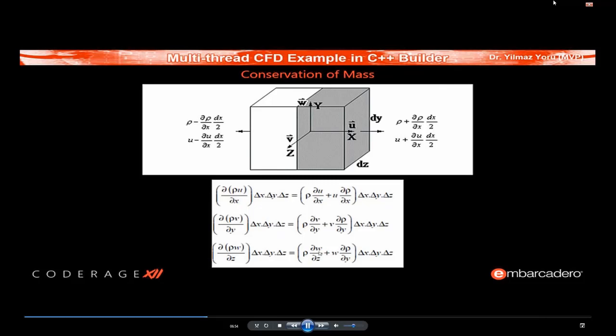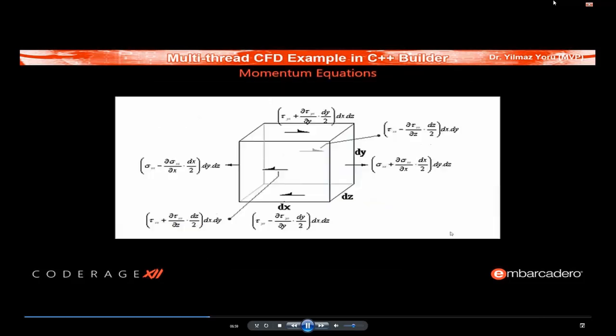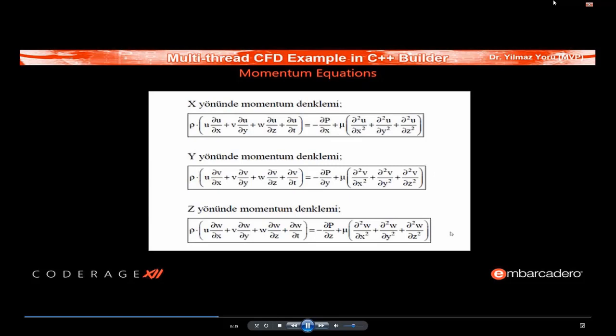And also, there's the continuity equation derived from these equations. And we also use momentum equations here. This is a 3D form, but we are using the two-dimensional form. Those are 3D equations that you can use in X, Y and Z directions. Again, U is velocity in the X direction, V is velocity in the Y direction, W is velocity in the Z direction, and P is the pressure here.